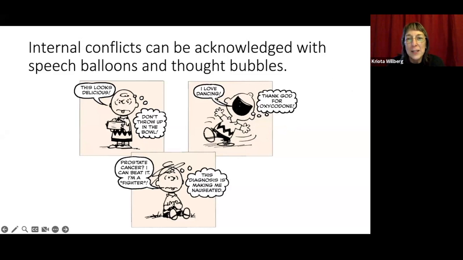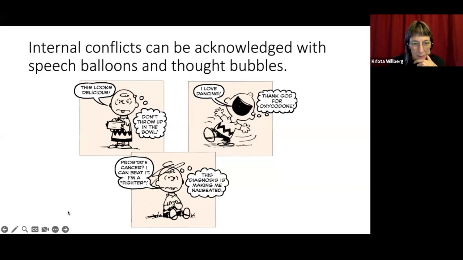Charlie saying, I love dancing. And then he's thinking, thank God for oxycodone, which when I was working at Sloan Kettering, a number of my patients would be on oxycodone. That wasn't me. But anyway, I just thought that, in this case, it's giving us more depth into his condition based on his thought bubble.